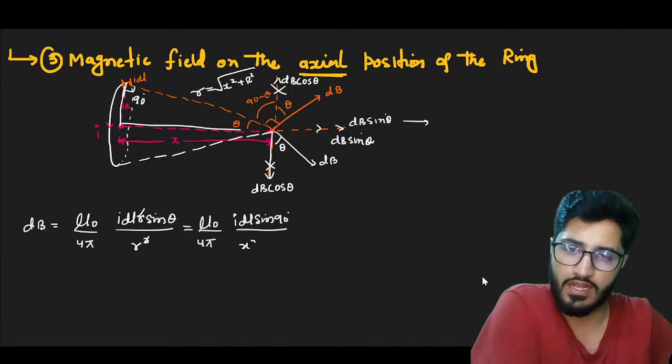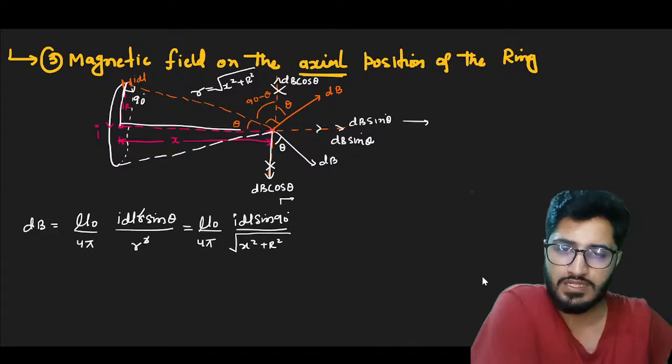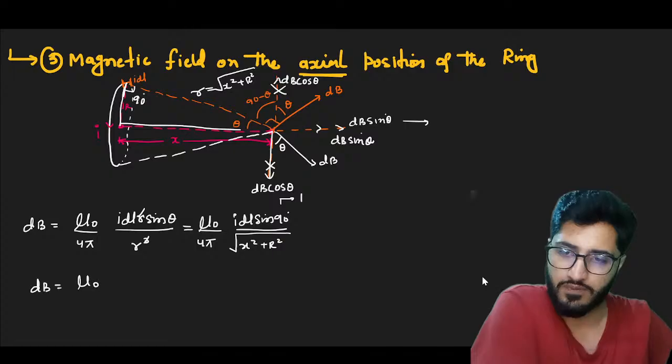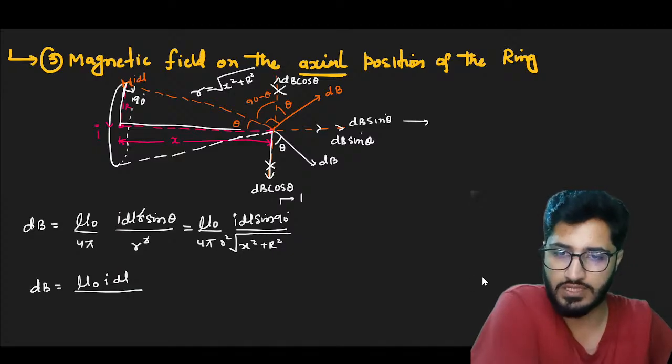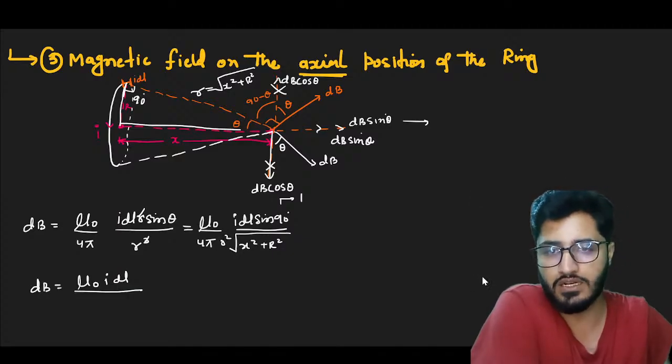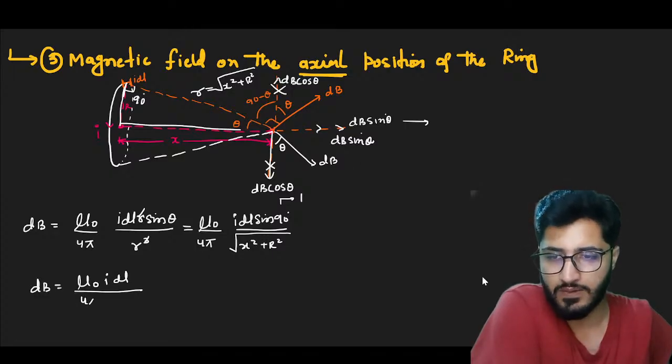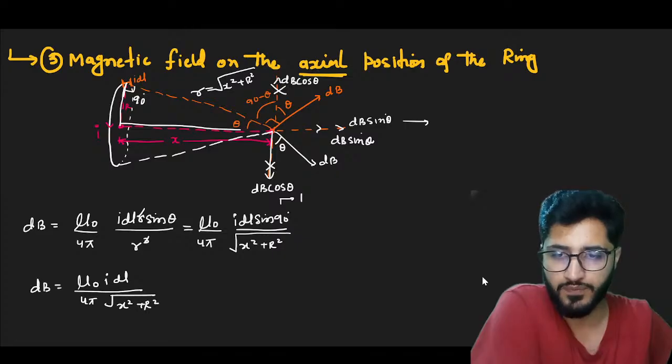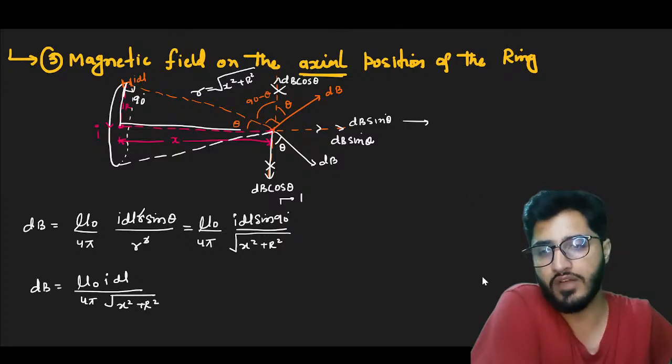I will place here x square plus r square root. Sine 90 is 1. So dB comes out to be nu naught I dl whole divided by, no, we are having r, it is r square, also here it is r square. No, I just r cancel out, so no need to r square. So it is 4 pi under root of x square plus r square. But I don't need dB, I need B, so I will integrate it from 0 to 2 pi r.